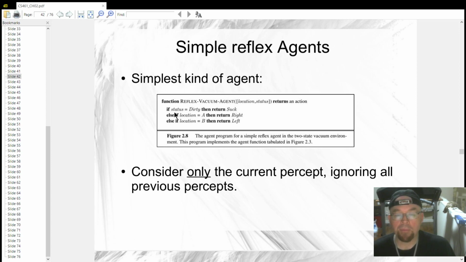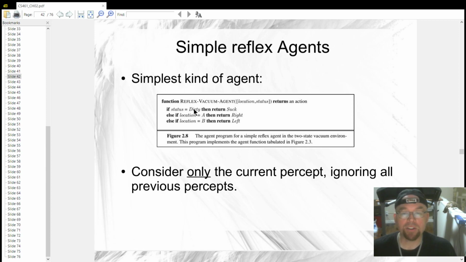So here you can see that we've got hard-coded in pseudocode that looks like an if-else structure. That's what it is, right? So what this is saying is, if you're giving me a pair of values, the location of the vacuum and the status of the square that the vacuum's in. If the status of the square is dirty, then return suck. By doing that, we've mapped dirty status to suck. That's the idea behind one part of that agent function.